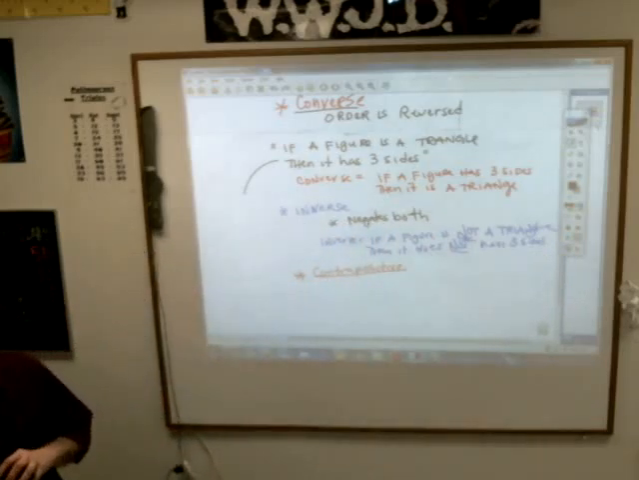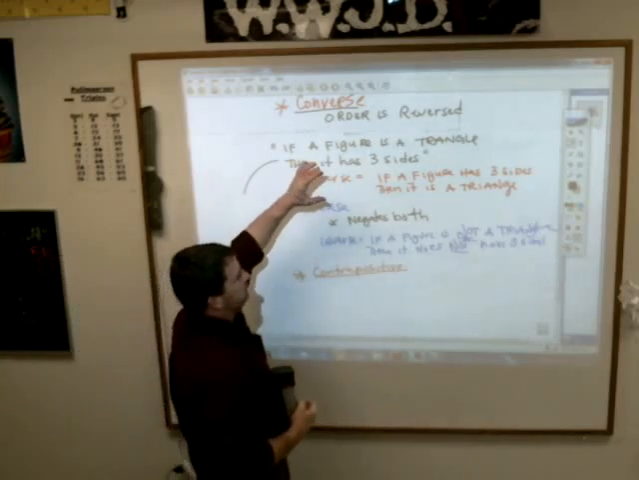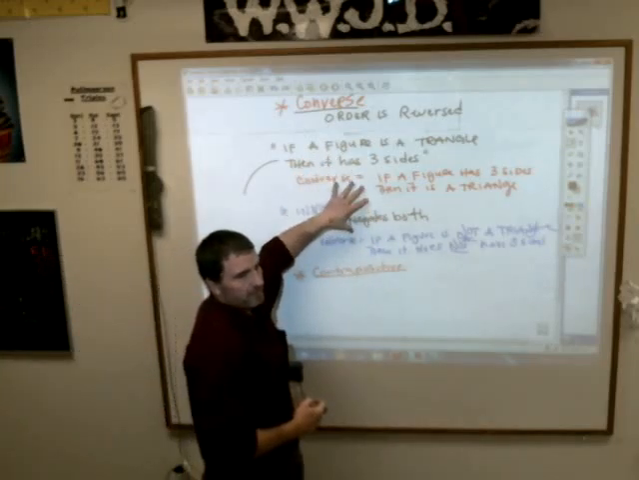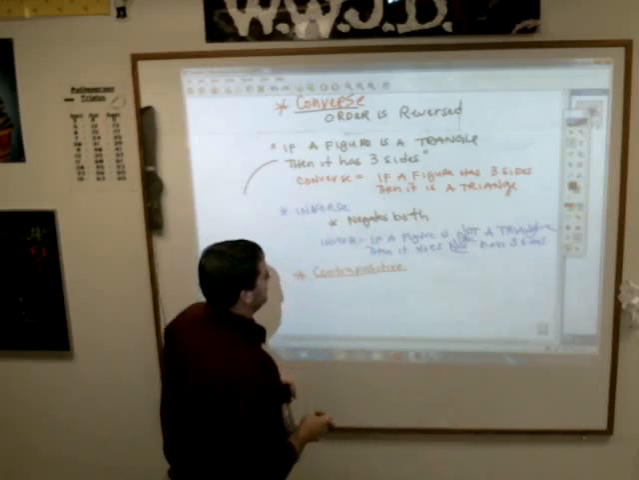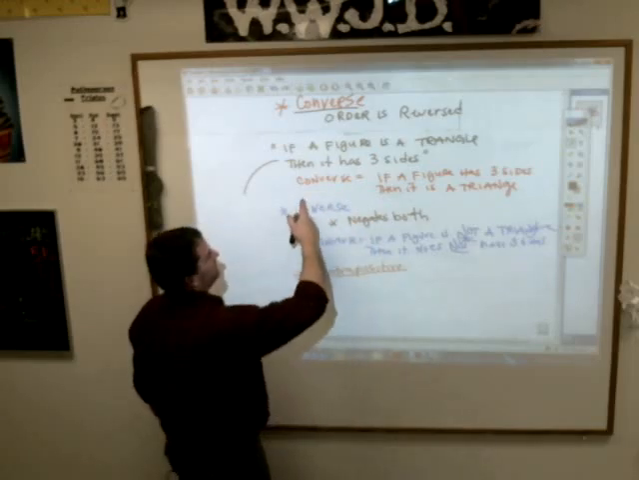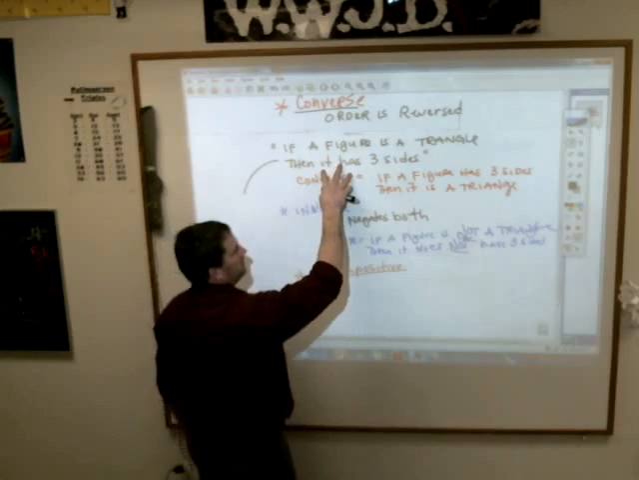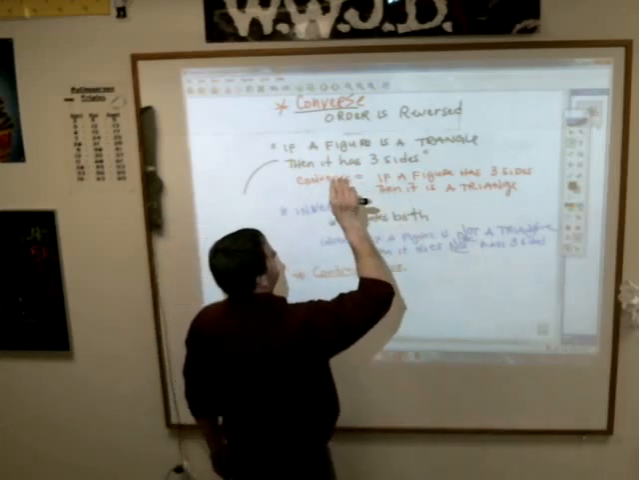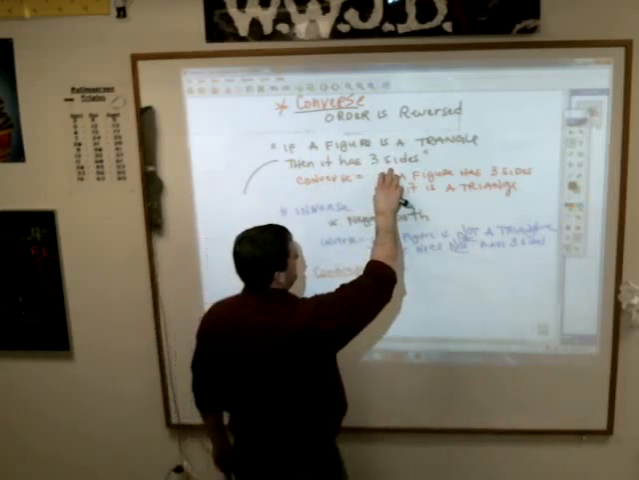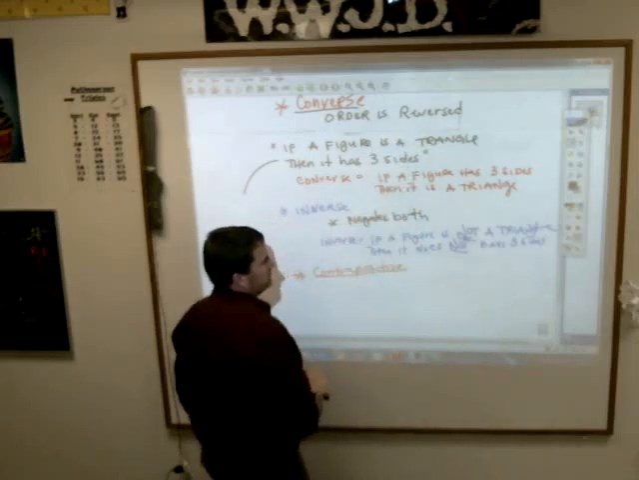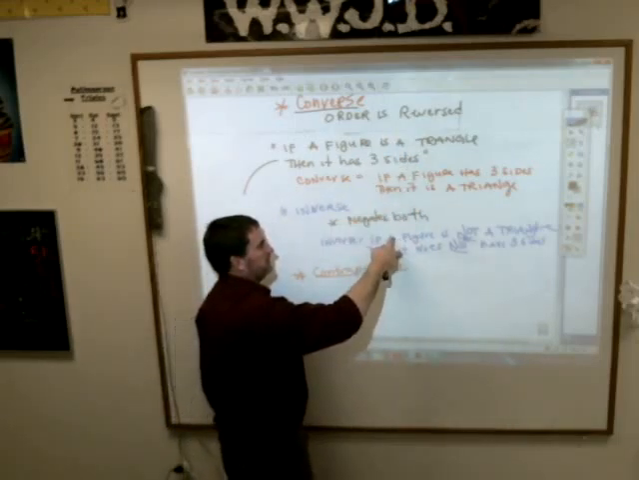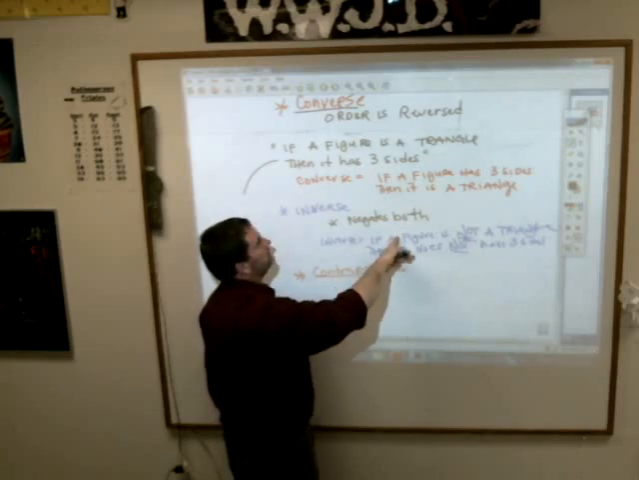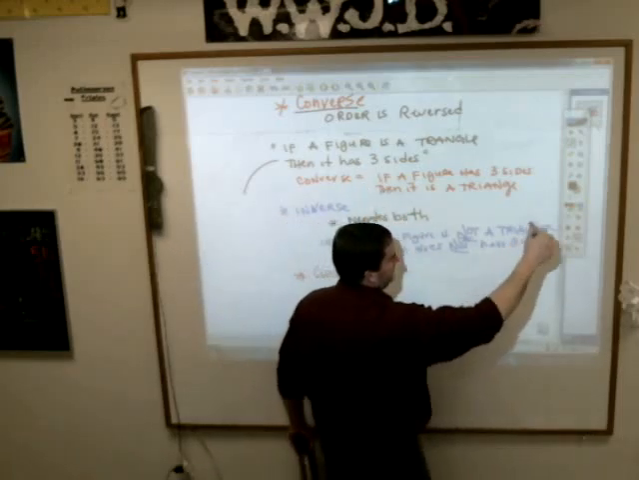The contrapositive switches the hypothesis and conclusion and negates it. So in other words, it puts both of these together. You do both things. The contrapositive of this would be you switch and you say, if a figure does not have three sides, then it is not a triangle. So it's really just the inverse reversed. It's the inverse conversed, I guess is what it would be.